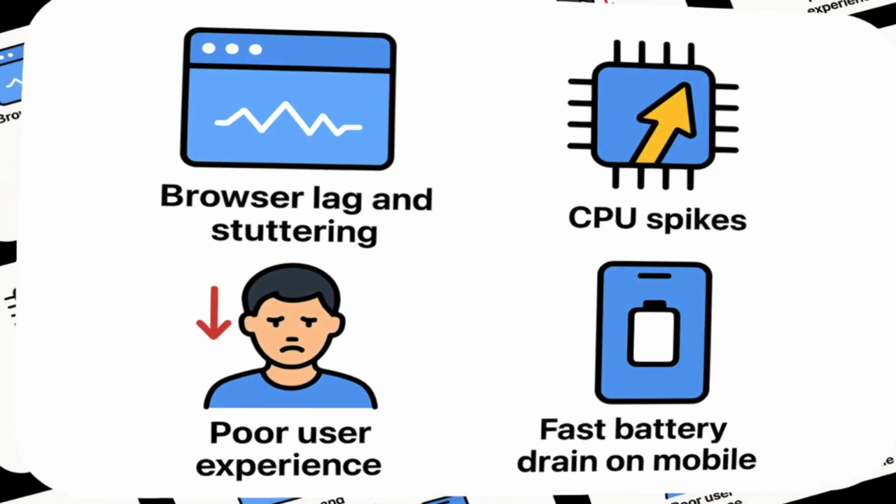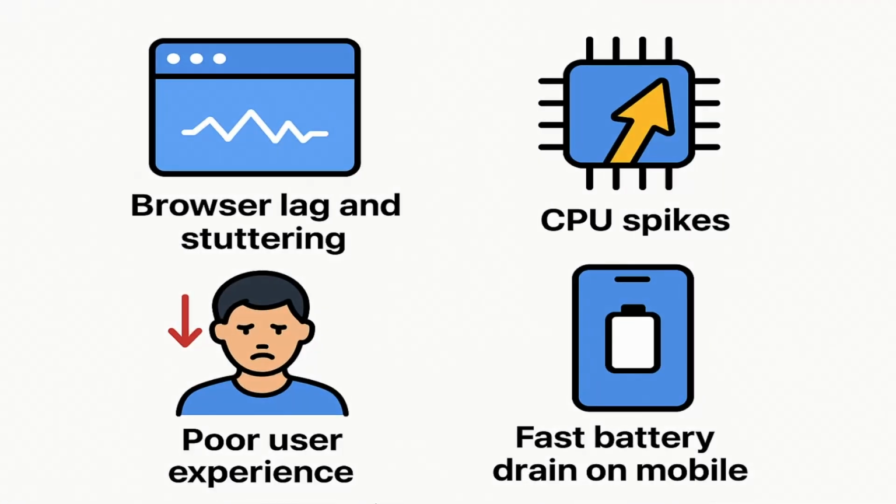Imagine if this event handler makes API calls, complex DOM updates, or heavy calculations. The result is browser lag and stuttering, CPU spikes, poor user experience, fast battery drain on mobile. This is exactly when throttle appears like a superhero.